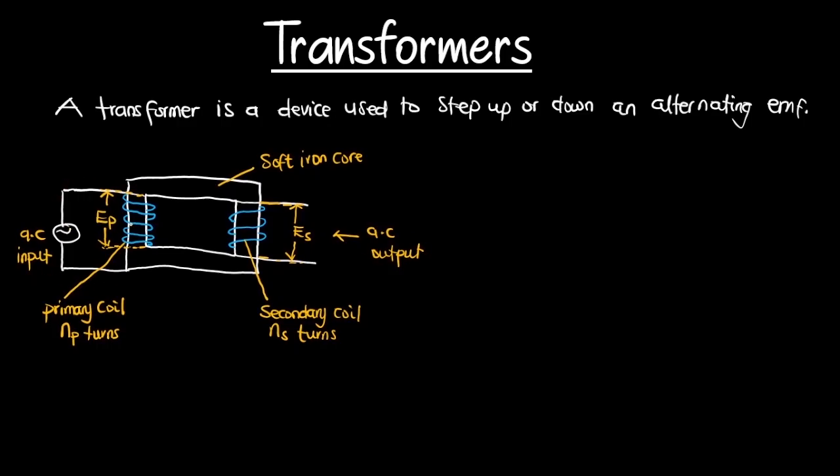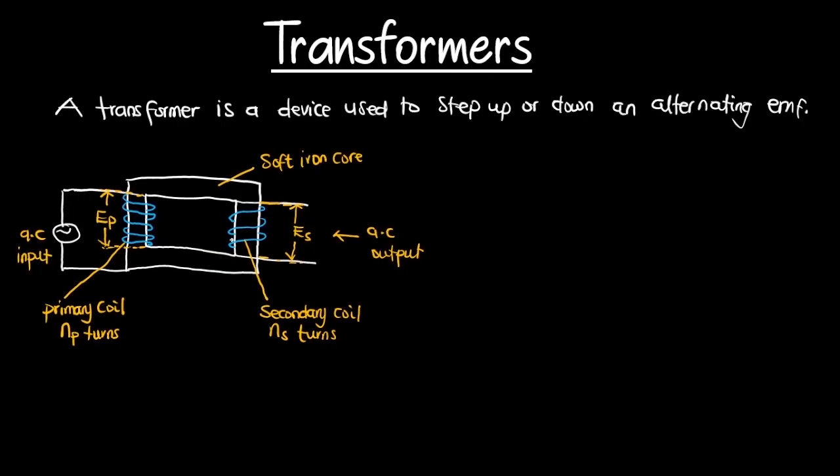Now, where the primary coil is, the EMF over there is what we call the EMF of the primary coil, which is represented by EP. Then where the output is, that is the EMF of the secondary coil, so we represent that by ES.